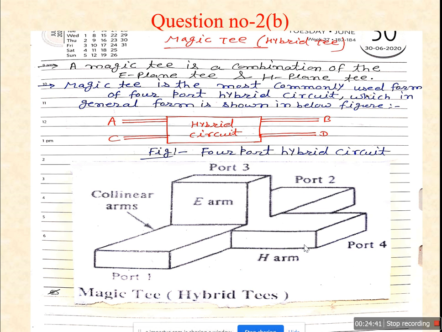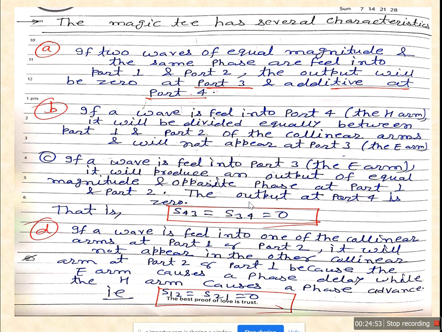But in the H arm, which is additive type, just add this. If you apply power at port 1 and port 2, simply add it here, subtract there. Subtract is the same magnitude. This provides the 0.